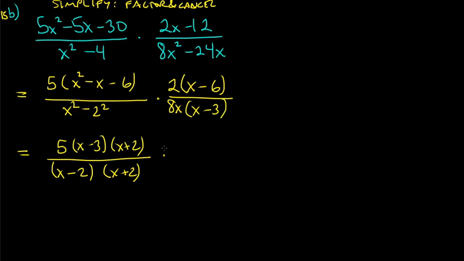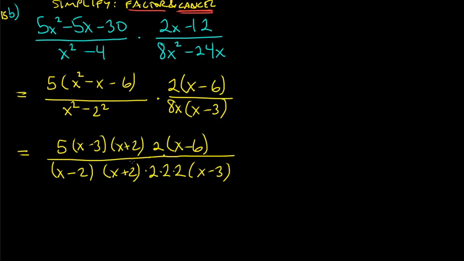Good. So we have 2 times x minus 6 on the top, and we have 8, which by the way is 2 times 2 times 2, and then times x minus 3. If I'm not mistaken, we're factored completely here. That takes care of the factoring part. Now comes the fun part, canceling. Anything that's the same on the top and bottom can be canceled. So x plus 2 divided by x plus 2 is 1, we can cancel those. 2 divided by 2 is 1, we can cancel those.